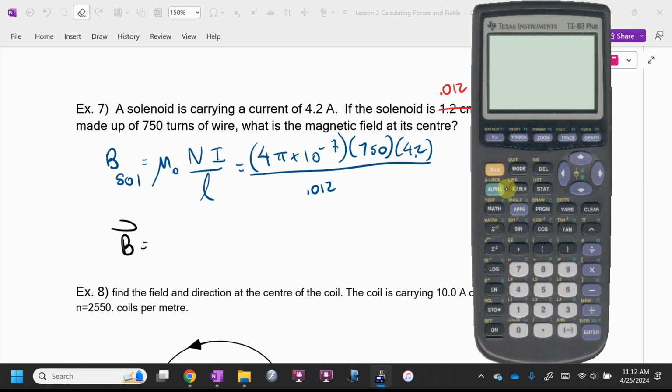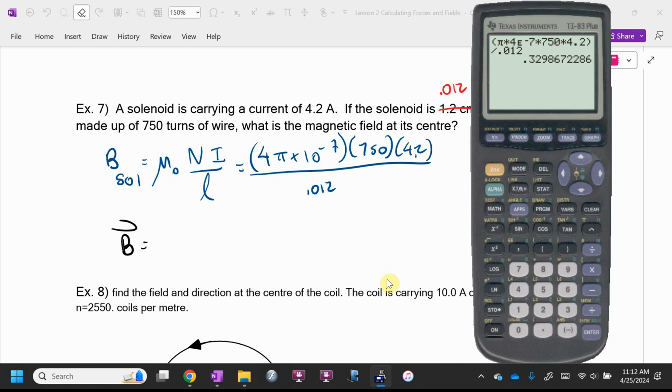Is there more than one thing on the top? Bracket around the top. And then you would have to type pi button times 4 scientific notation, negative 7 times 750 times 4.2 close bracket divided by 0.012. You should get 0.329, really 0.33 Teslas. Fairly strong magnetic field. If you figured it out?